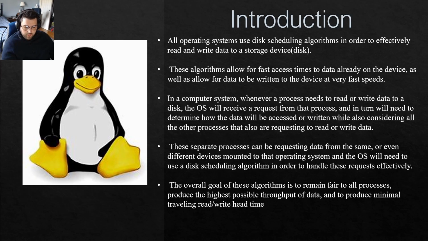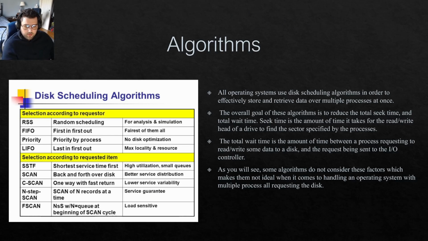The overall goal of these algorithms is to remain fair to all processes while still producing the highest possible throughput of data and producing the minimal traveling of the read and write head of mechanical disk drives. All operating systems use disk scheduling algorithms to effectively store and retrieve data over multiple processes at once. We have established that the goal of these algorithms is to reduce the total seek time and total wait time. But what are those?